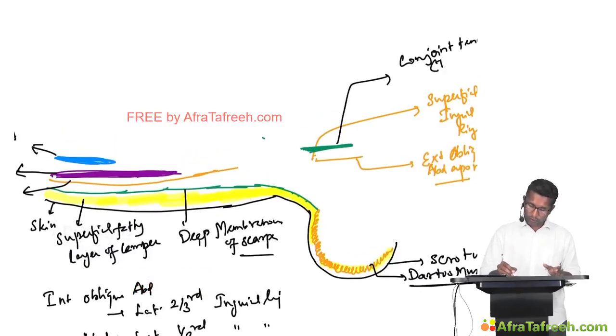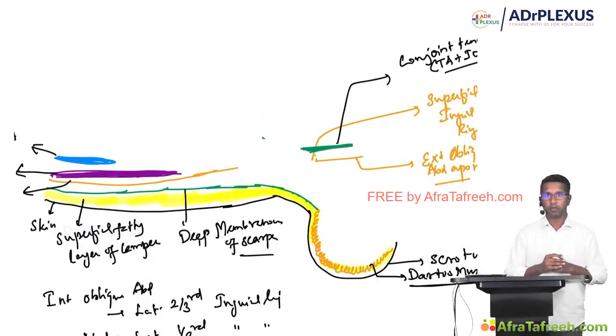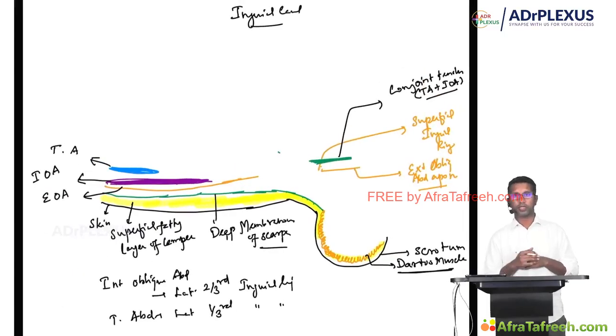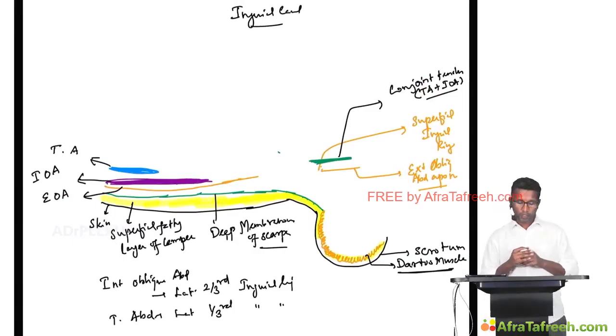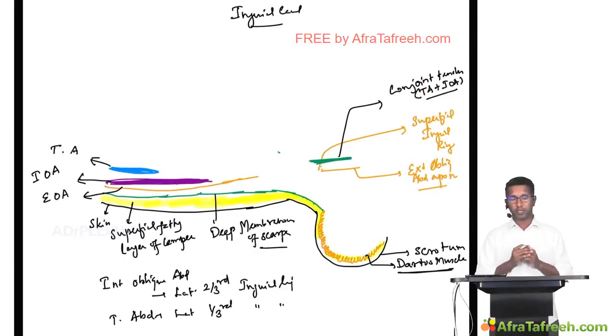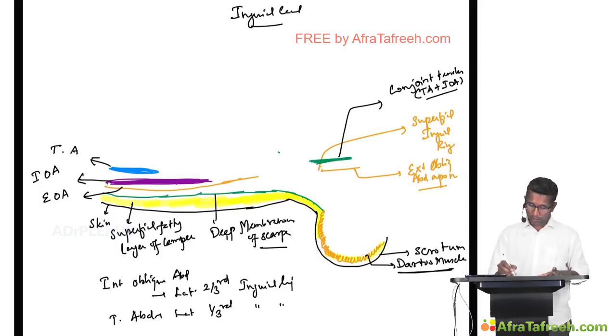Conjoint tendon is formed with the fusion of transverse abdominis muscle plus internal oblique abdominis muscle. Okay, so this is how the conjoint tendon is formed. Now when you see these muscles they won't stay quiet. They give rise to certain extensions. So what are the extensions?